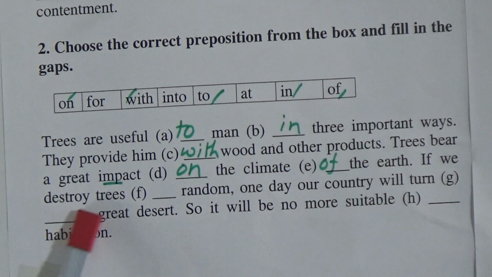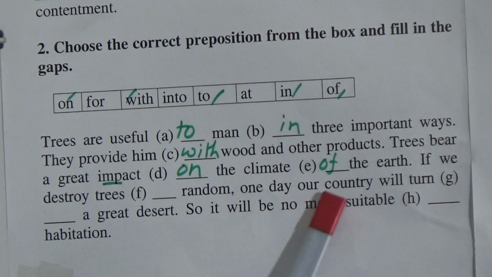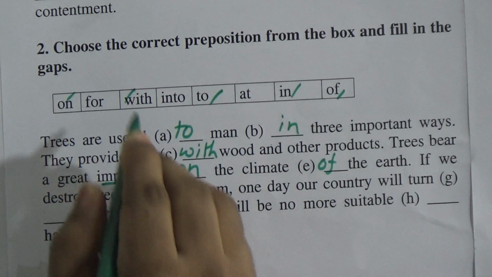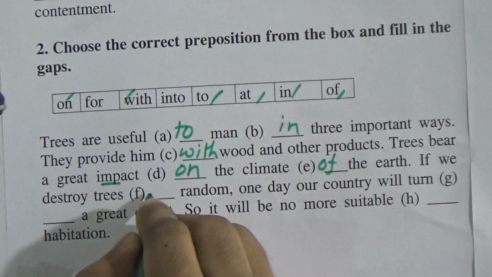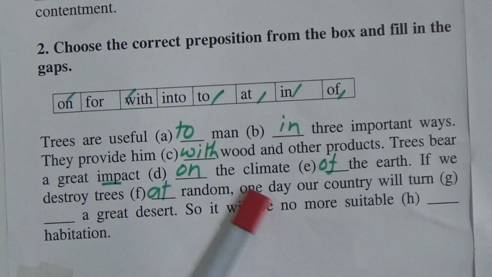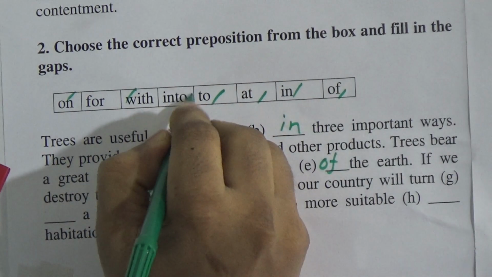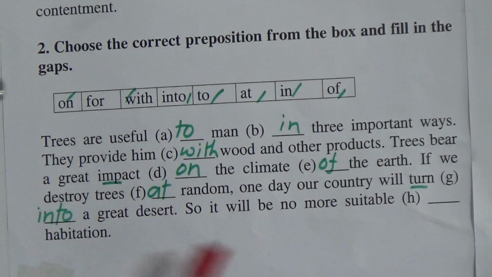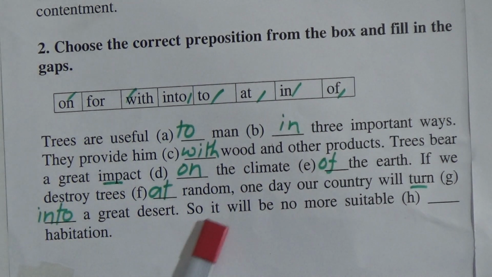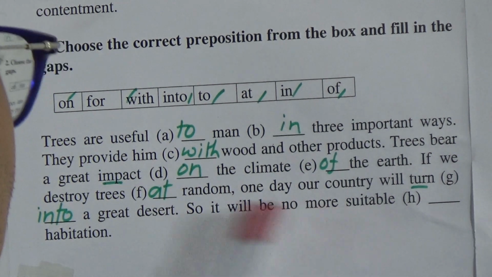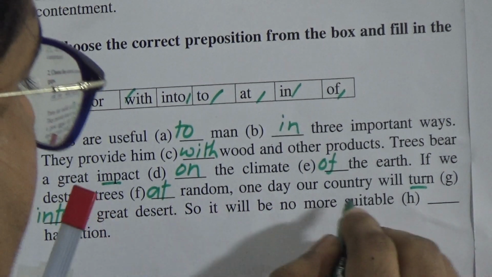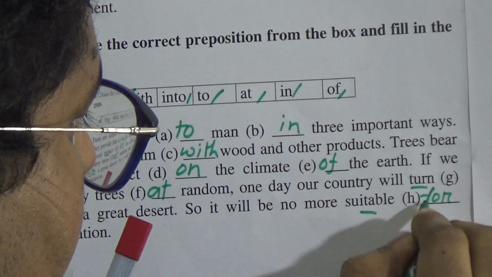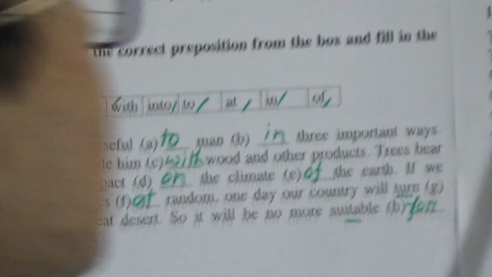If we destroy trees dash random, one day our country will turn dash a great desert. So if we destroy trees, here we will use the preposition at, at random. One day our country will turn. After turn we use the preposition into. So it will turn into a great desert. It will be no more suitable dash habitations. So suitable takes the preposition for. Okay, we have finished this one.